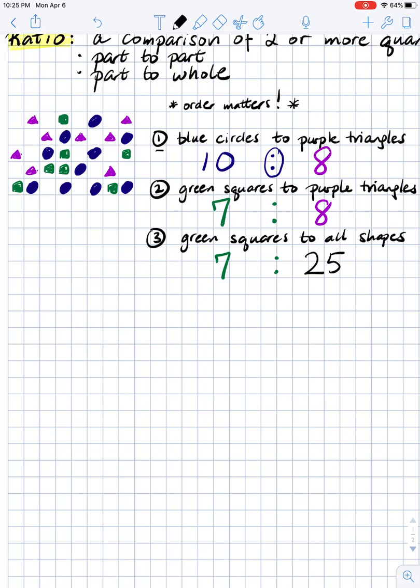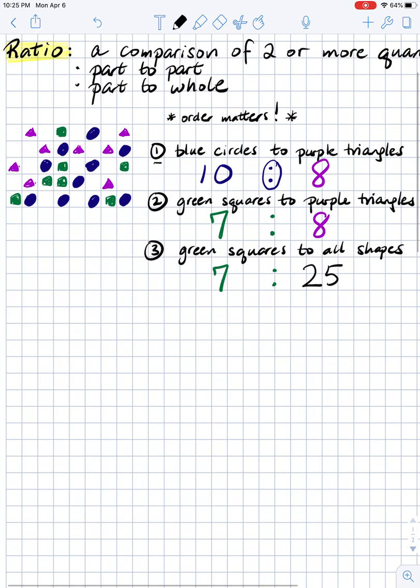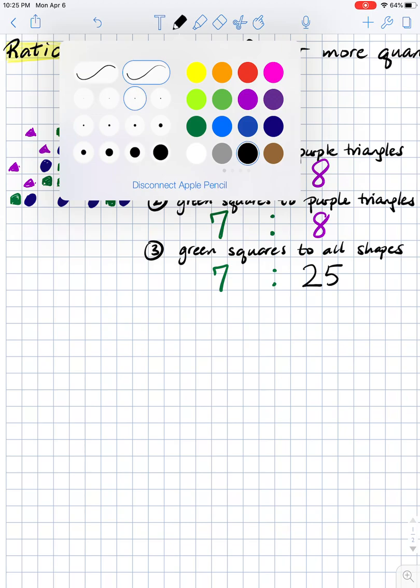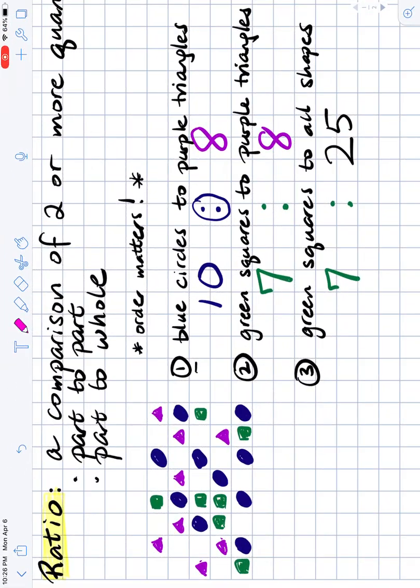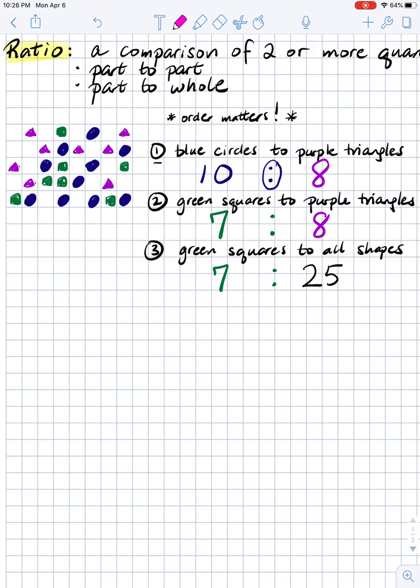Now, let's go back and categorize each of these types of ratios. So in a different color, preferably, I'm going to do pink here. For number 1, ask yourself, the blue circles to purple triangles, what type of ratio is it? Is it a part to part or a part to whole? So you're correct in saying it's a part to part. So I'm just going to label it here, part to part. Number 2, green squares to purple triangles. Ask yourself, is it a part to part or a part to whole ratio? It is another part to part ratio because you're comparing 2 different parts of the diagram.